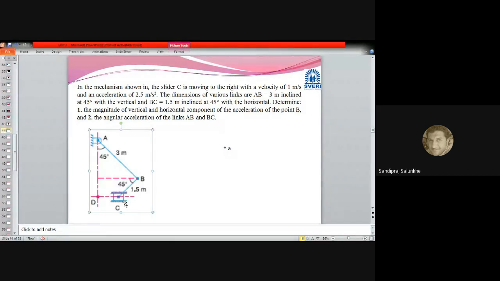Because all stationary points in the given mechanism will be indicated by a single point, because they don't have any relative velocity or acceleration with each other. Getting me?